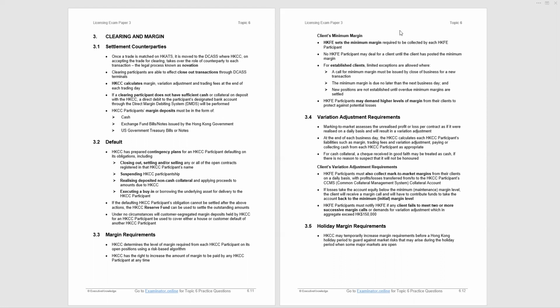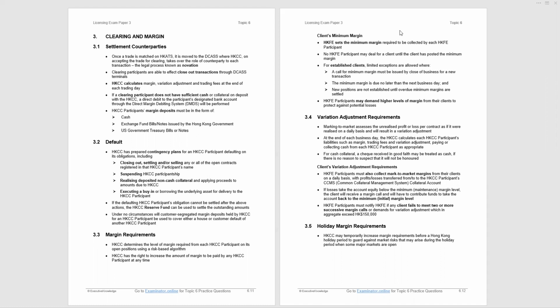Now, if the defaulting clearing participant's obligation cannot be settled after all those actions, then the clearinghouse has access to its reserve fund, which clearing participants will have contributed to when they first gained their participantship. And the proceeds from the reserve fund can be used to settle outstanding amounts. Although it doesn't say it, the last port of call is insurance. They can claim on an insurance policy.